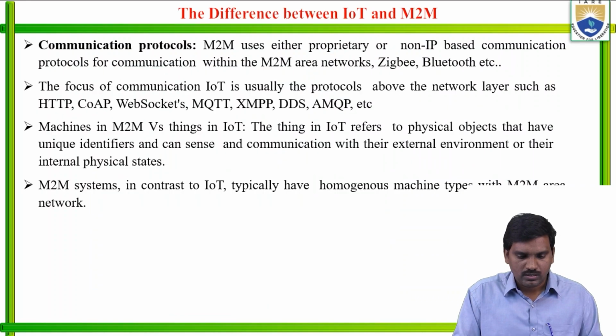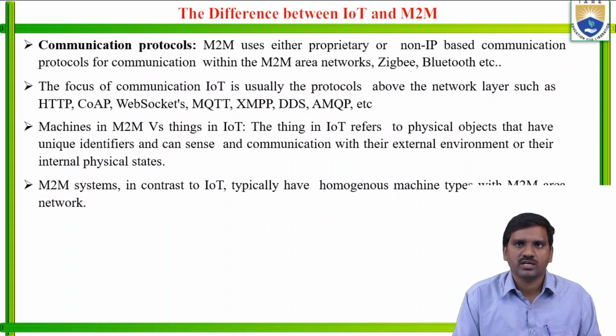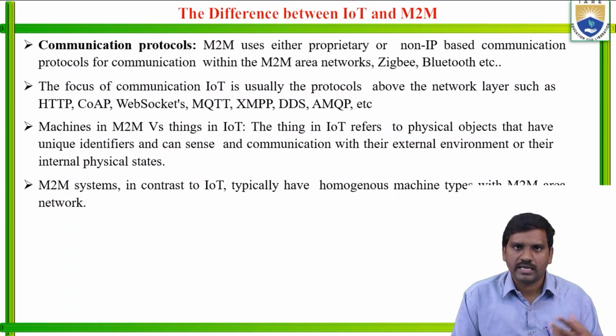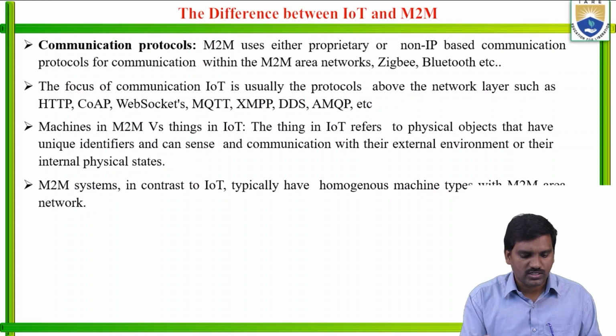Next, in terms of communication protocols, M2M uses either proprietary or non-IP based communication protocols for communication within the M2M area network, such as Zigbee or Bluetooth, etc. Here the focus of communication in IoT usually uses protocols like HTTP, CoAP, WebSockets, MQTT, XMPP, DDS, AMQP, etc. So here, machines in M2M versus things in IoT.